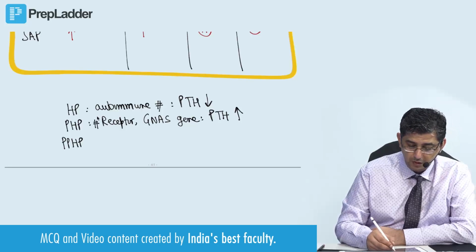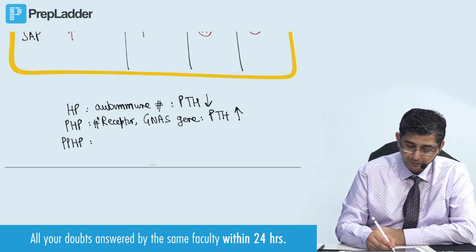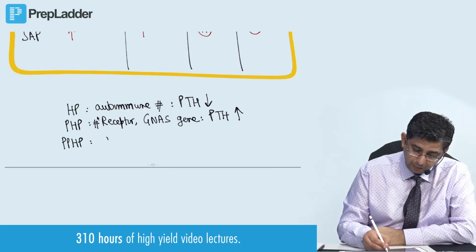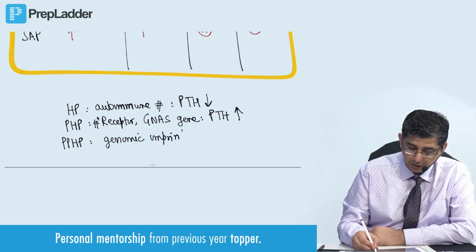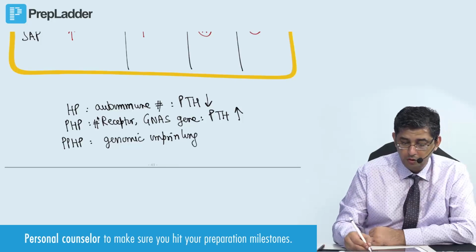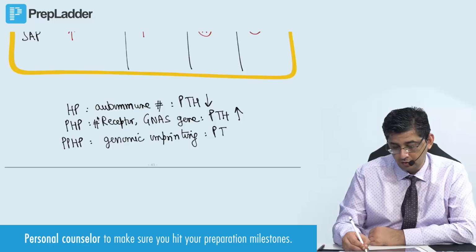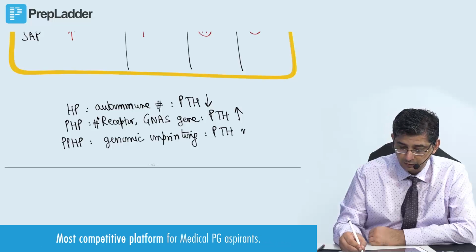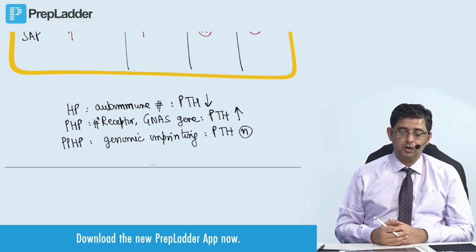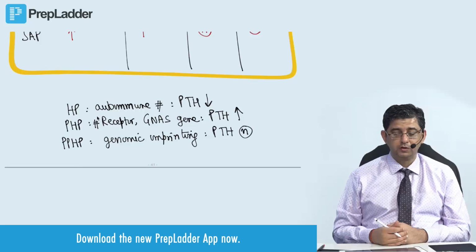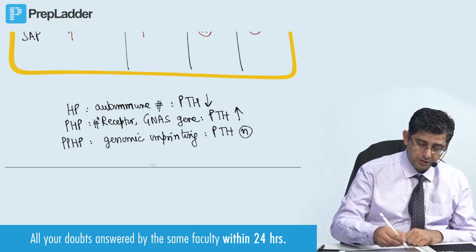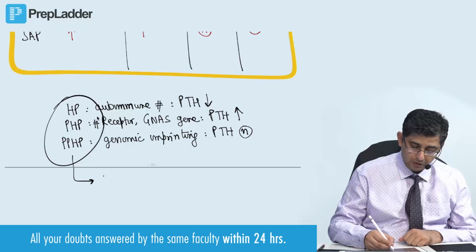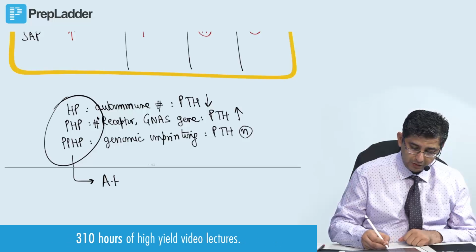In PPHP, it is genomic imprinting. In this condition, there is a tissue specific action, that the action on the bone is defective, but the action on the kidney is normal in the patient. So we can differentiate between the 3 conditions on the basis of values of PTH. In all the 3 conditions that are discussed here, there will be features of Albright hereditary osteodystrophy.